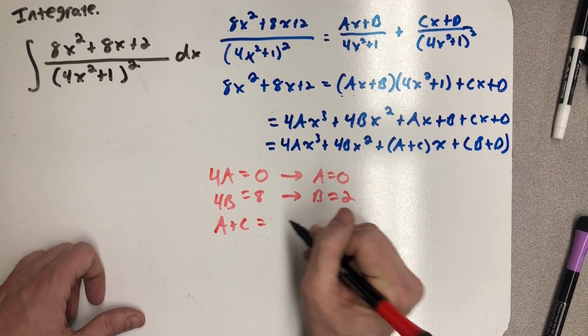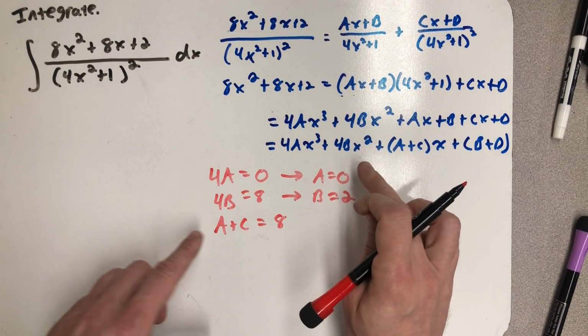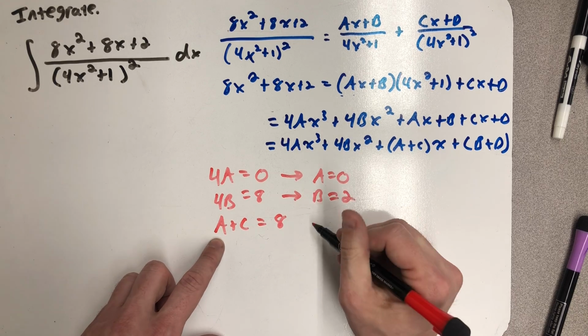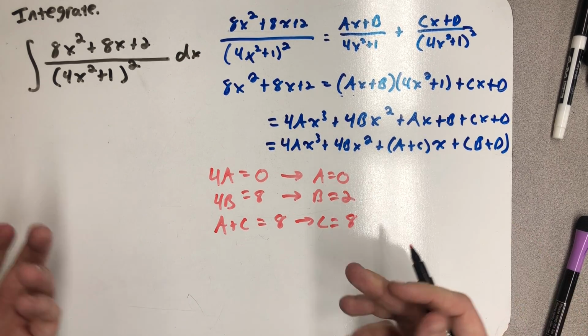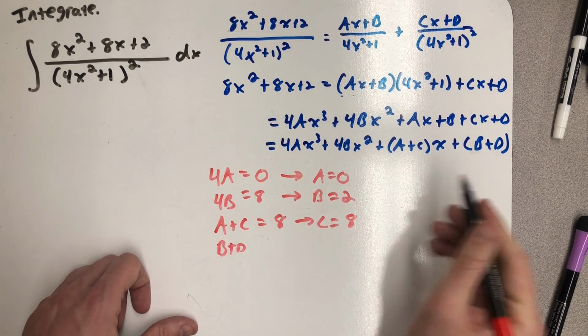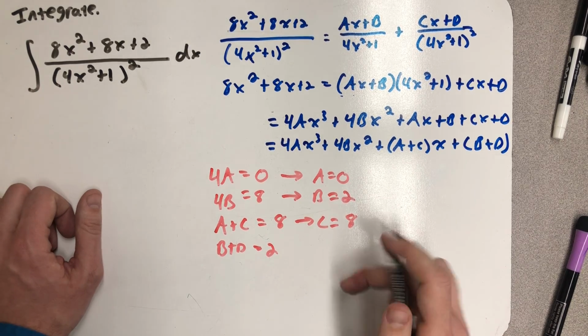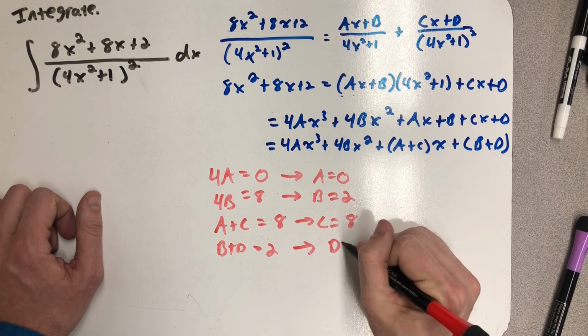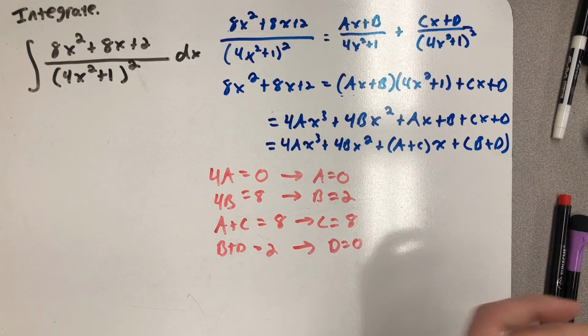A plus c has to be equal to 8 as well, but I already know that a is 0, so c has to be 8. So this system's not turning out to be too challenging to solve, and finally b plus d has to be equal to 2. Well, b was equal to 2, that tells me d had to be 0. Well, I'm ready to rewrite my integrand.